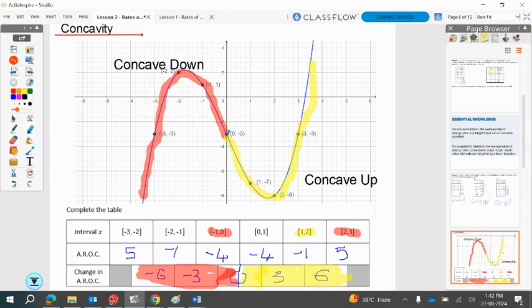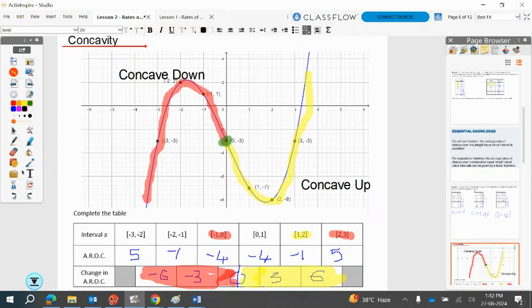This point here is very special. This point here is where there is a change of concavity. When we have a change of concavity, we have what we call a point of inflection, or an inflection point. When we have a change in concavity, we have an inflection point.